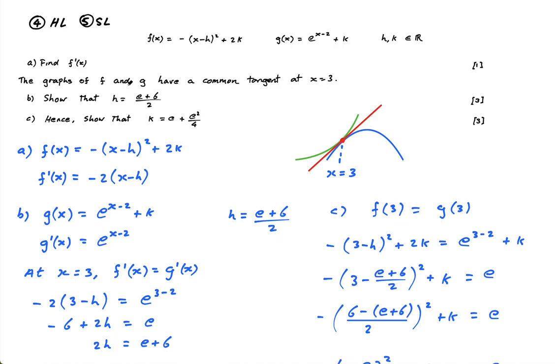Yeah, as I say, a little bit tricky. The key is to understand that a common tangent means the point is the same and the gradient is the same.